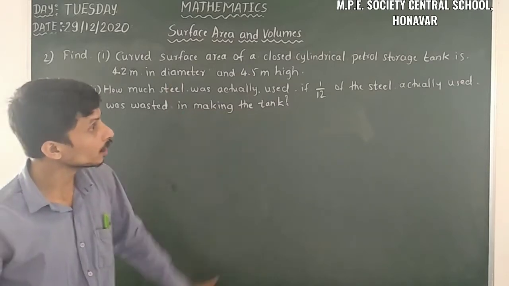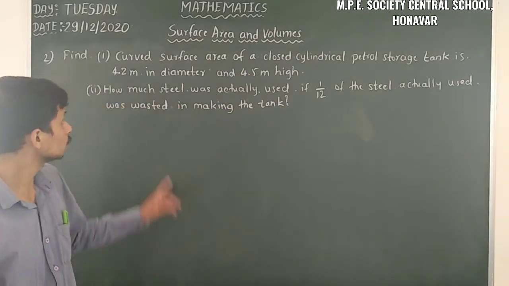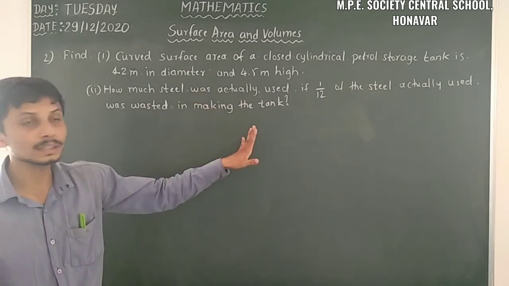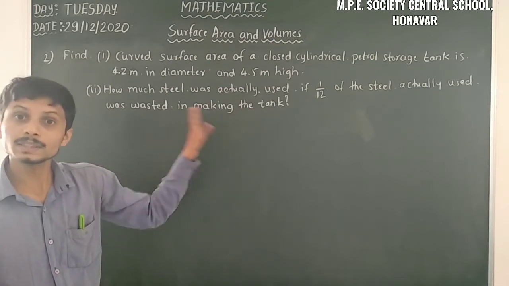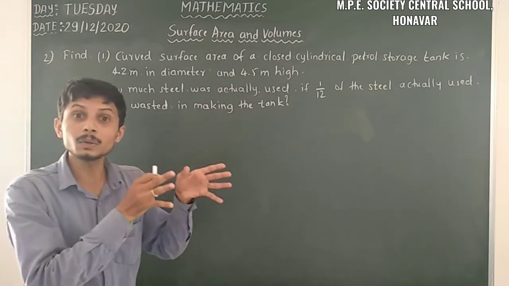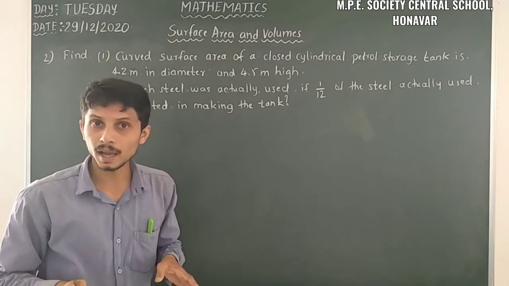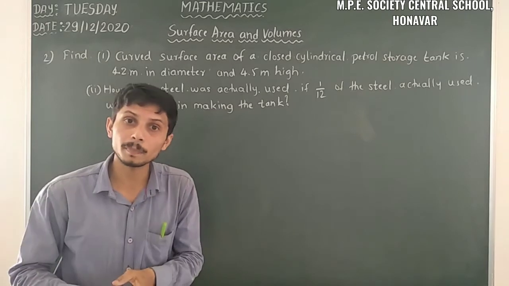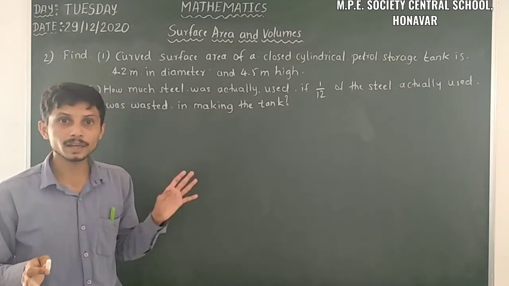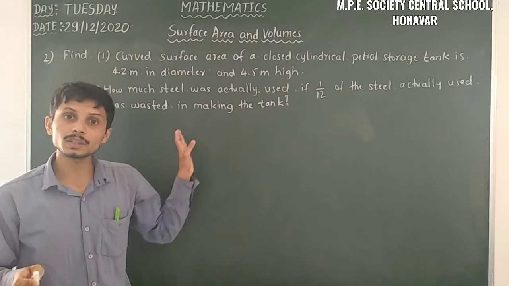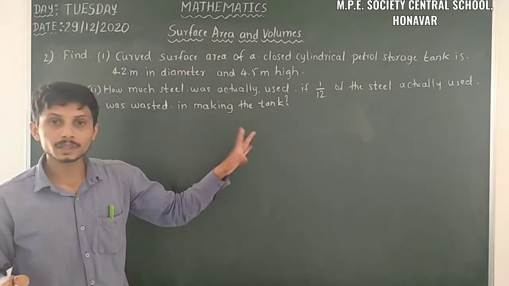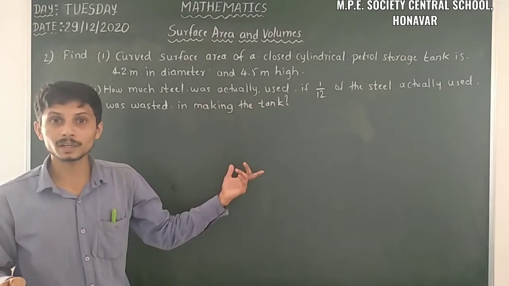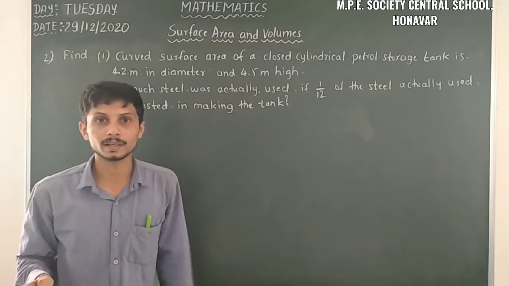Then, if 1/12 of the steel actually used was wasted, that means of the one whole part of steel, 1/12 is wasted. That means the other 11/12 part is used to cover the actual surface area. So we have to find actually how much steel is used, that is 11/12 of it.